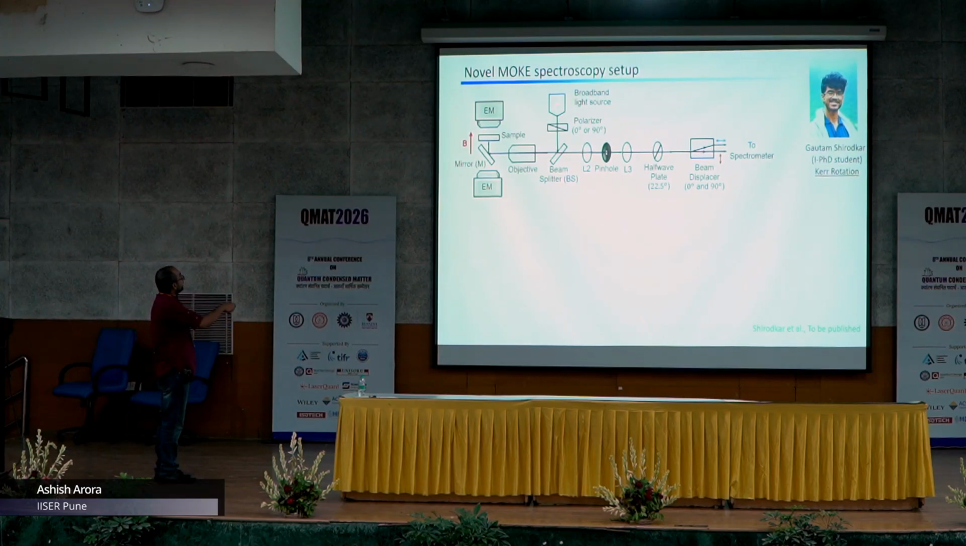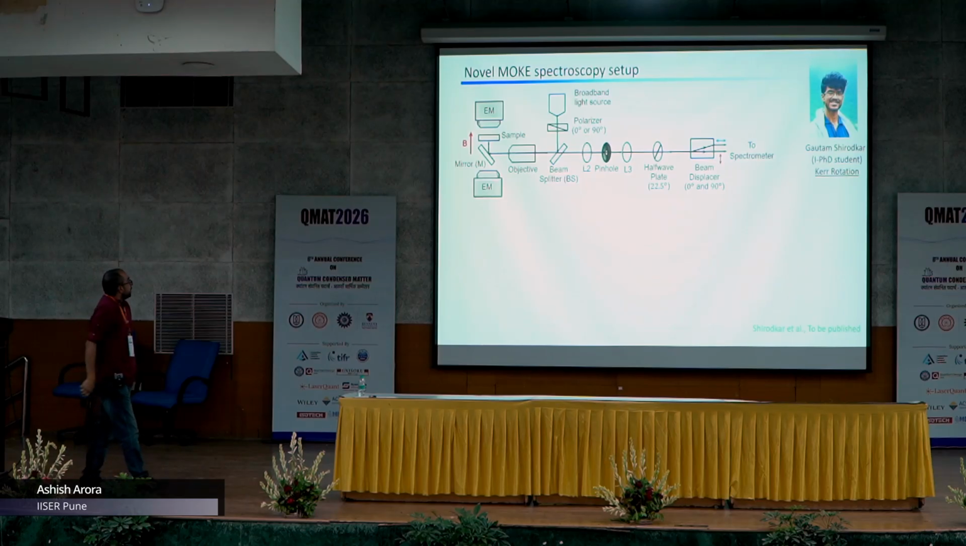Following the same principles, we build the MOKE spectroscopy setup. Again, a polarizer, beam splitter, reflect light, falls on the sample, comes back, and beam displacer. Now this becomes complicated because there is a beam splitter here, there is a mirror here, and everything has its own tan psi and delta. So we have to measure them separately.